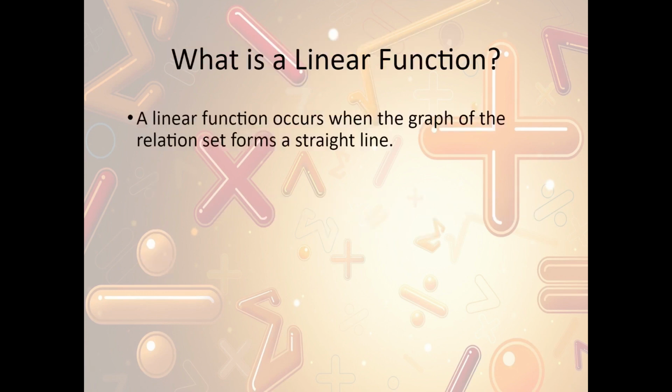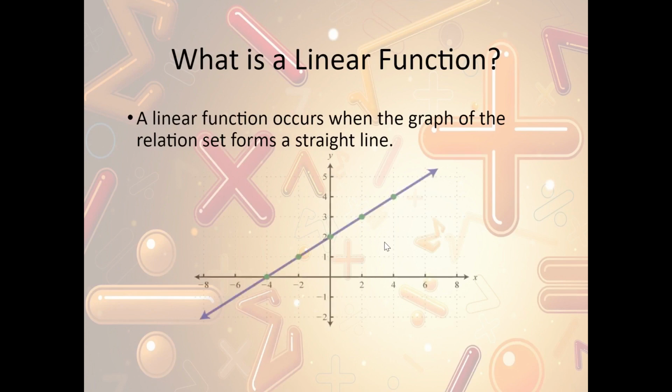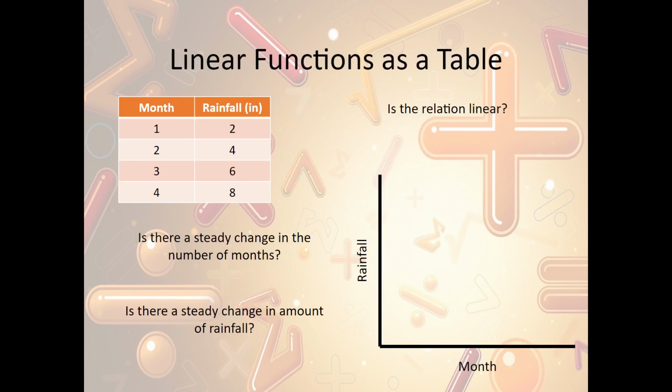Now, first of all, what is a linear function? A linear function occurs when the graph of a relation set forms a straight line. So when we plot the points, if it forms a straight line like this, that means it is a linear function. Now, what does a linear function look like as a table? Well, if we look at the table here, the rule is if all of these in each column, so this column and this column, if the change is all consistent and it's addition, then we say that the set is linear. So for instance, we have 1, 2, 3, 4.